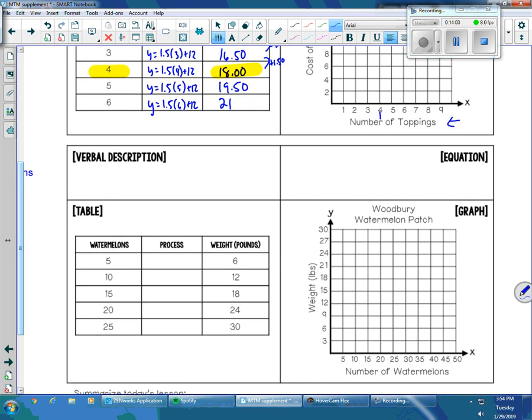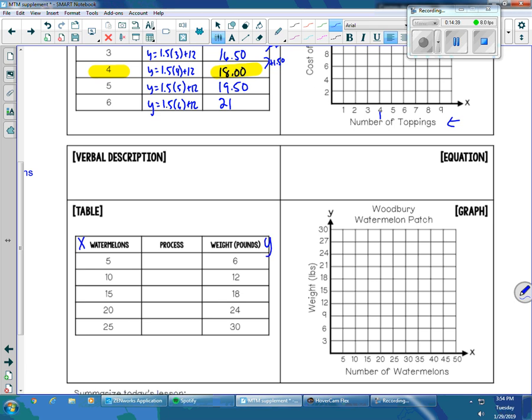Okay, the last one. I don't have an equation. I don't have a verbal description. I've got a table, and I've got my x's and y's, but I don't know what's happening to my x's and my y's. And then I've got, let's see, this is titled Woodbury Watermelon Patch, number of watermelons and the weight of the watermelons. So as I'm going up 5 watermelons, my weight is going up 3 pounds, 6 pounds, 9 pounds. Okay, so I know that it has something to do with pounds and watermelons. So watermelons are my x, pounds are my y.